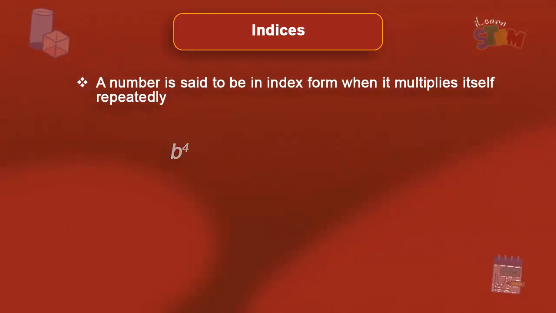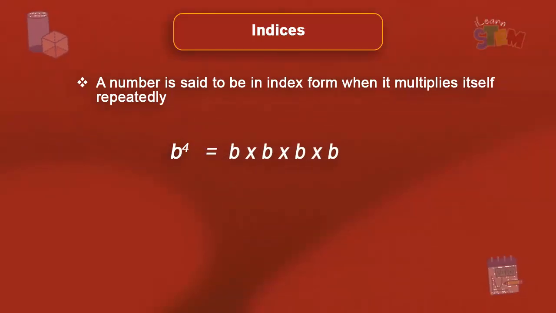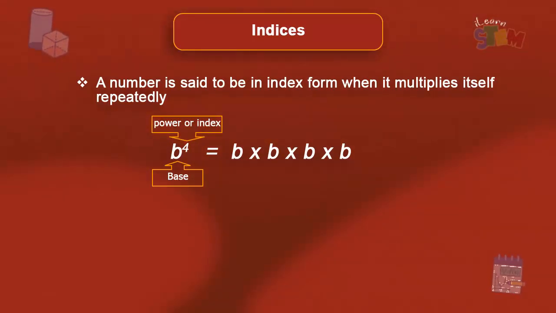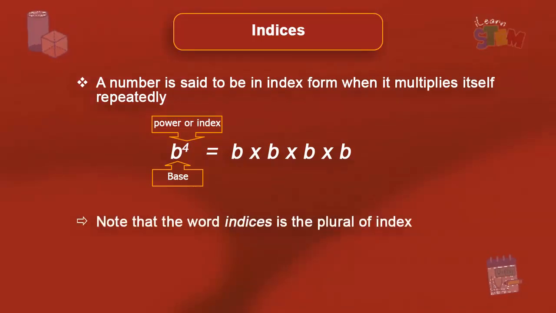Also, when you have b raised to power 4, it simply means b times b times b times b, where the letter b is the base and 4 is the power, or index. Please note that the word indices is the plural of index. Now, let us explore the various laws of indices.